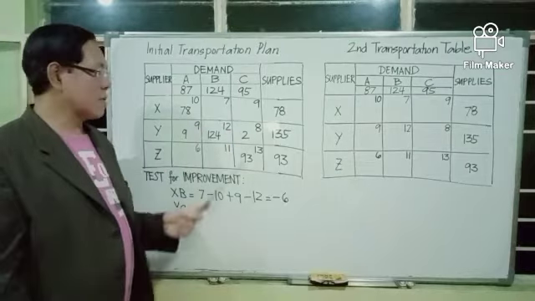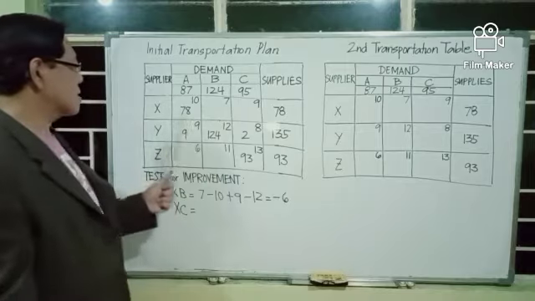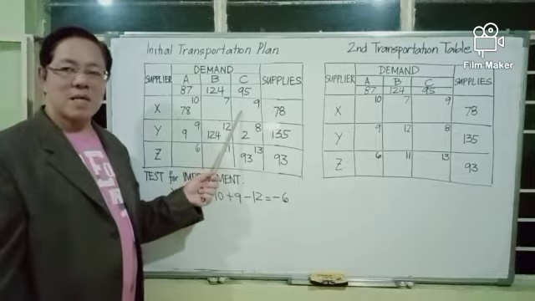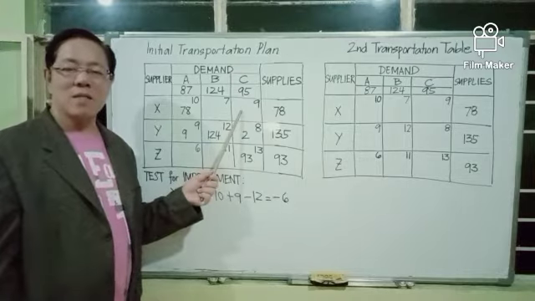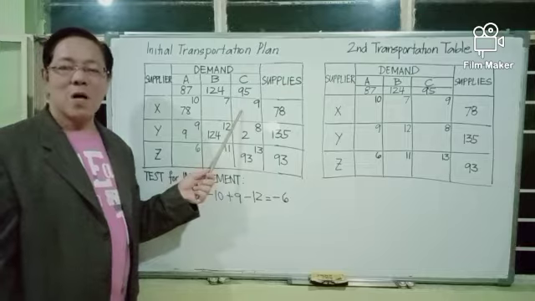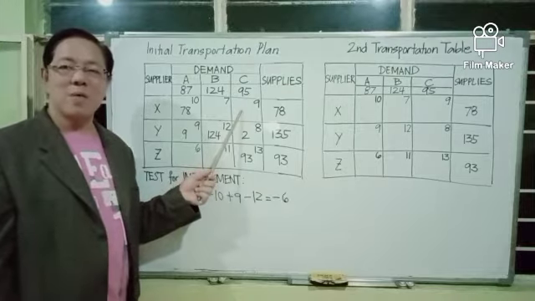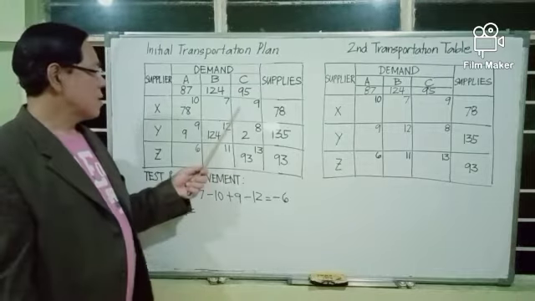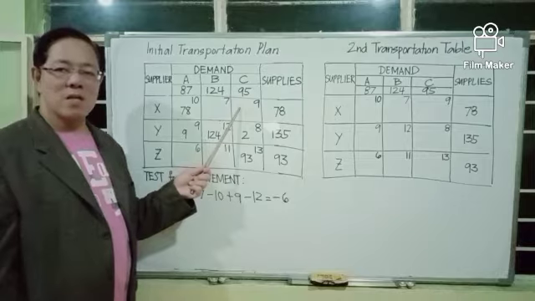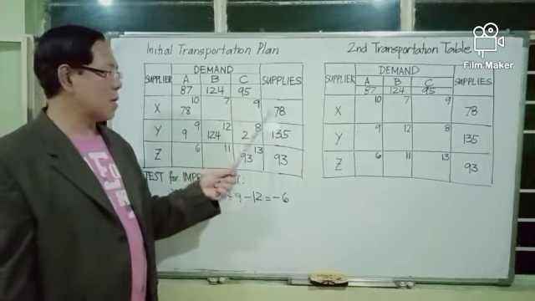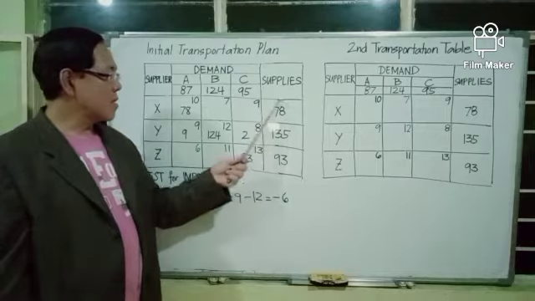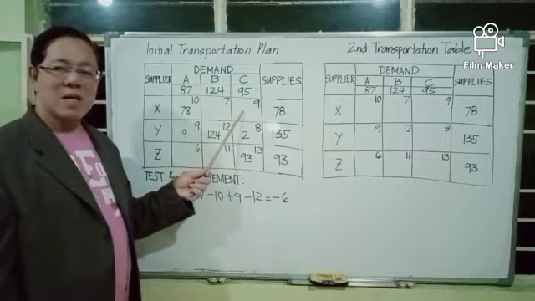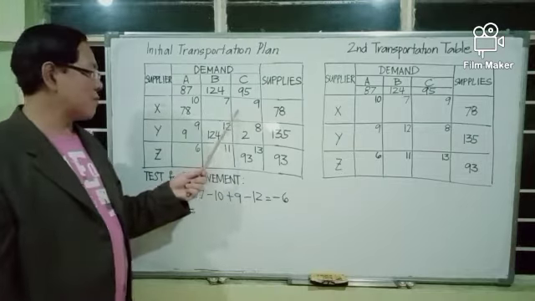Okay, we now consider this vacant cell XC. Again, we will trace a closed path that will start from this vacant cell and end up at this vacant cell using a combination of alternating horizontal and vertical movements. The first movement is always horizontal. From this vacant cell, we could move horizontally to the right, but we cannot do that because this is the supply of the first supplier X. So from this vacant cell, we move horizontally to the left.